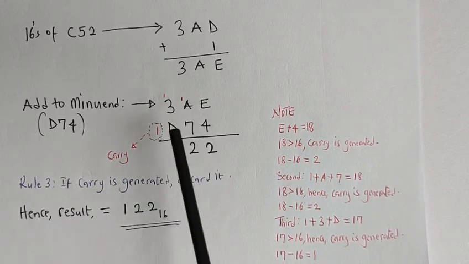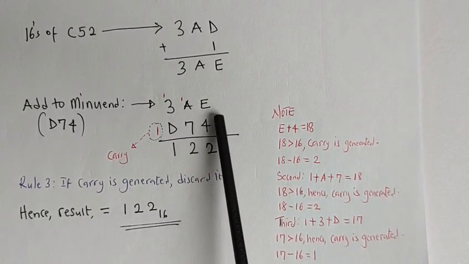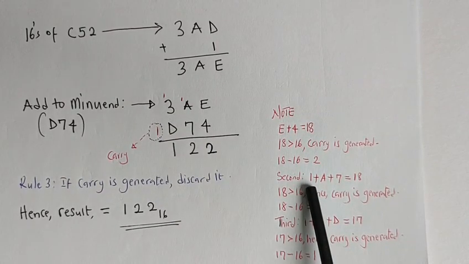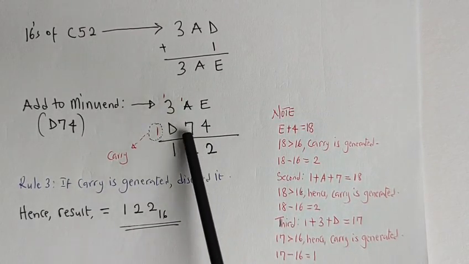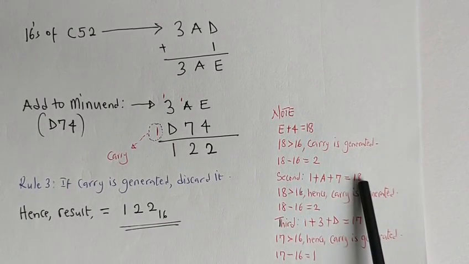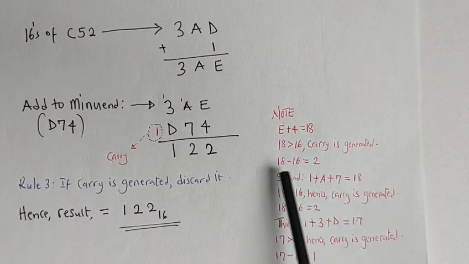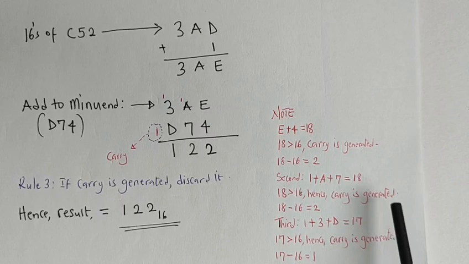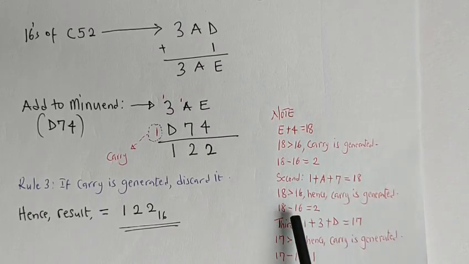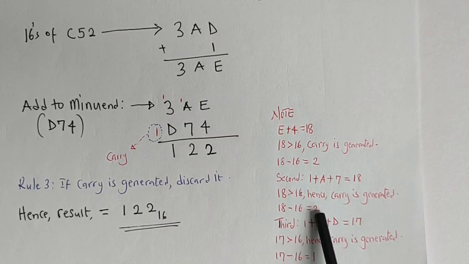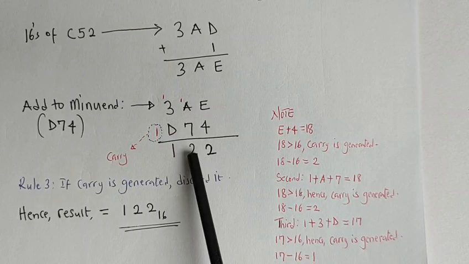For the second operation, since carry is generated at this part, we need to add it to the second operation. So we're going to have 1 plus A plus 7. That is going to give us 18. Now 18 is greater than 16, hence carry is generated. So we're going to add it to the next operation. Let's subtract 16 from 18. So 18 minus 16, we're going to get 2. That's how we got 2.